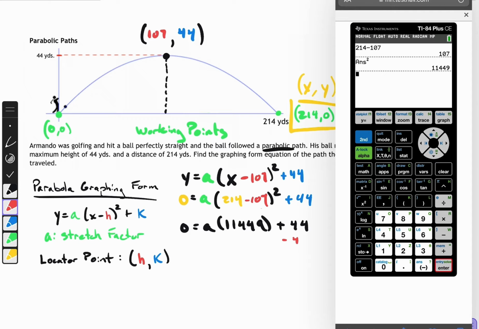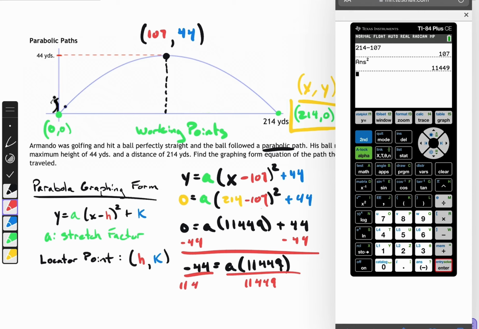So you're going to subtract your 44 to the other side here to allow us to now divide, because we have negative 44. This is an A, and I kept those parentheses here because it's 11,449, and it's times that A value. So all I have left to do is just divide by that 11,449 on both sides. And so that means I have negative 44 divided by 11,449, and this is my A value.